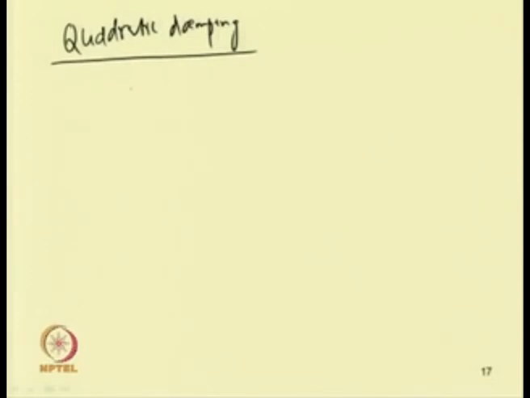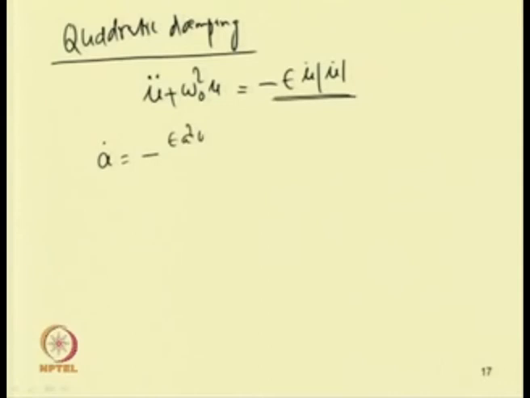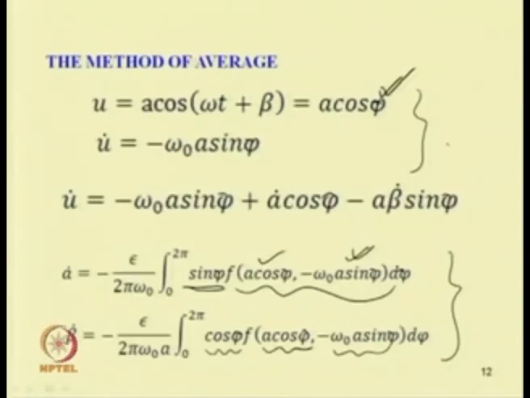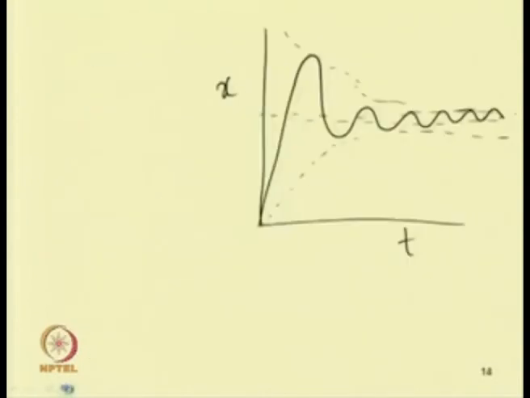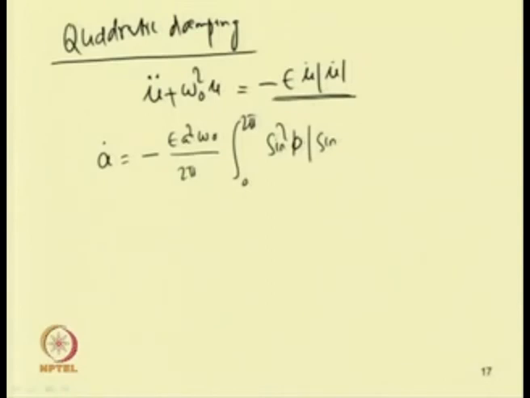So, the equation of motion can be written in this form, that is u double dot plus omega 0 square u equal to minus epsilon u dot mod u dot. In this case, one can write the a dot equation in this form. A dot equal to minus epsilon a square omega 0 by 2 pi, integration 0 to 2 pi, sin square phi into mod sin phi d phi. Here, sin phi comes from the u dot, for which one substitutes minus omega 0 a sin phi, and this gives sin square phi into mod u dot.